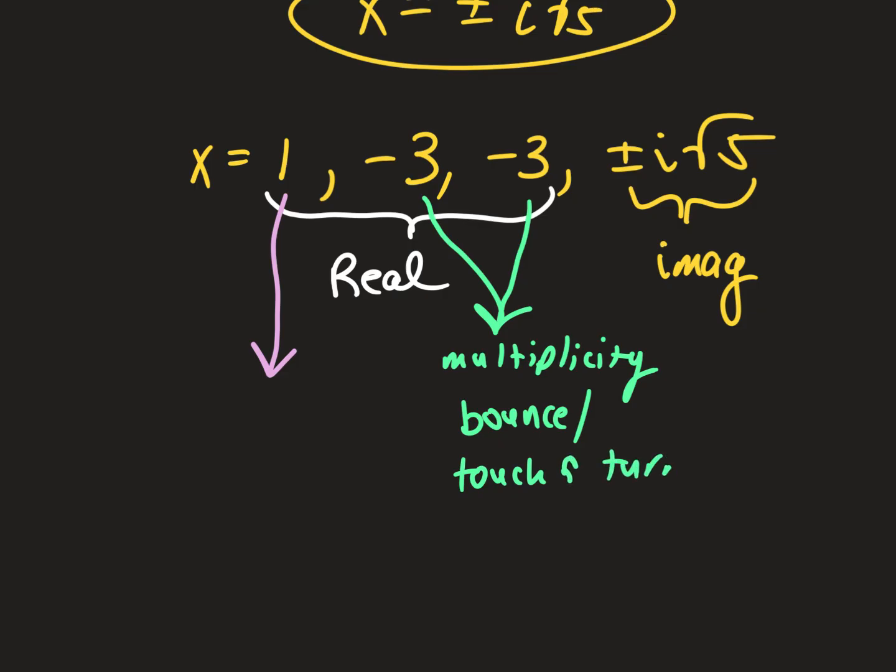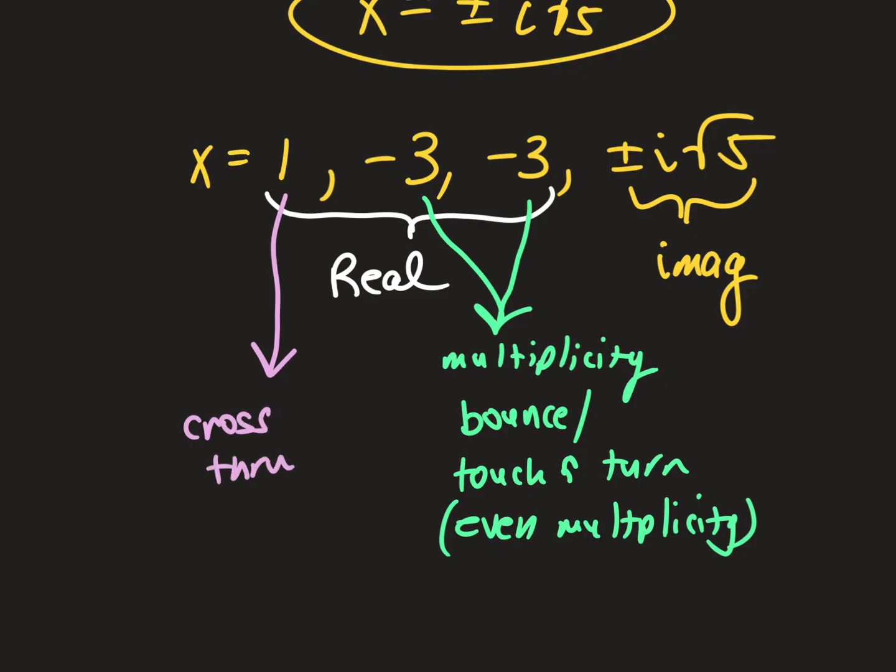You have a touch and turn when you have an even multiplicity. Not just any multiplicity, an even one. If you have the same answer 3 times, it's odd. It's going to go through. But what's going to happen right here at x equals 1? It's going to cross through because you only have it one time. When you have even multiplicity, when you have the same answer twice, the same answer 4 times, the same answer 6 times, it's going to touch and turn or bounce at the x-axis.